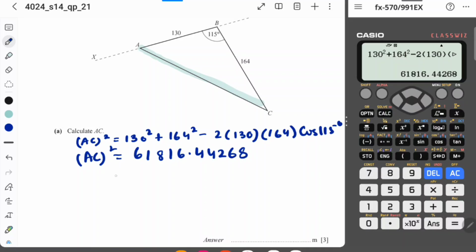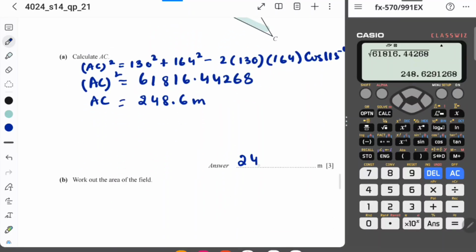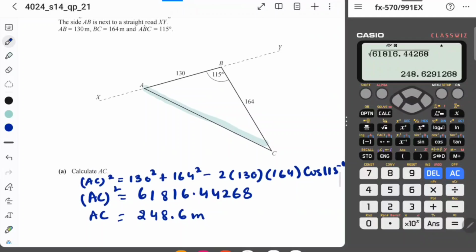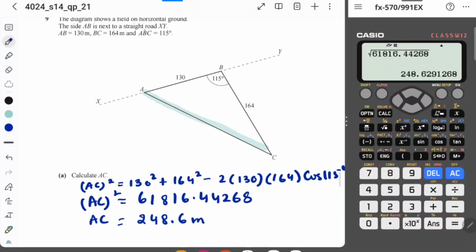Calculate the square root of it. So AC will be equal to 248.6 meters. Now the next part is to work out the area of the field. For the area of the field, you have two sides and the included angle given already. So half AB sine C, you can find half times 130 times 164 times sine of 115 degrees.